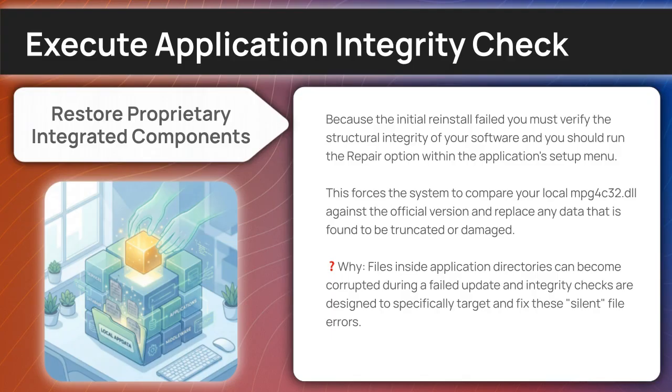Because the initial reinstall failed, you must verify the structural integrity of your software, and you should run the repair option within the application setup menu. This forces the system to compare your local DLL file against the official version and replace any data that is found to be truncated or damaged. Why are we doing this? Well, files inside application directories can become corrupted during a failed update, and integrity checks are designed to specifically target and fix these silent file errors.